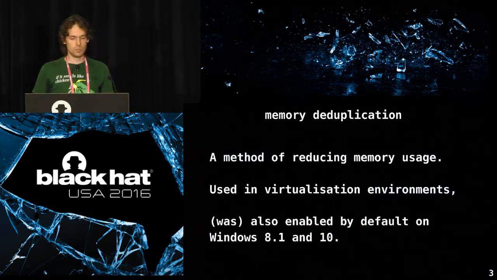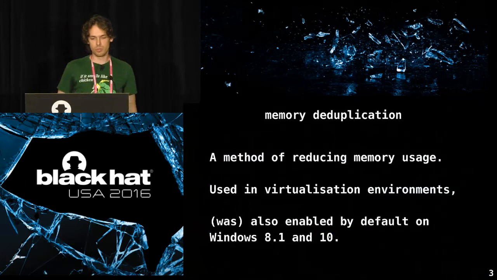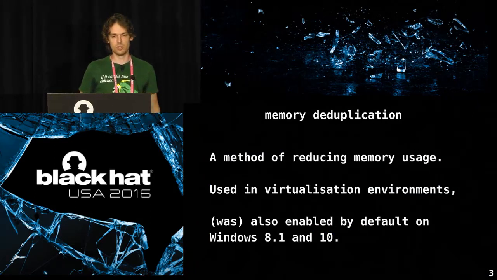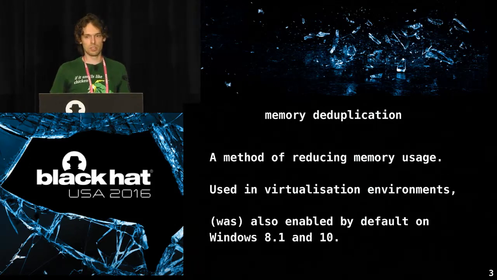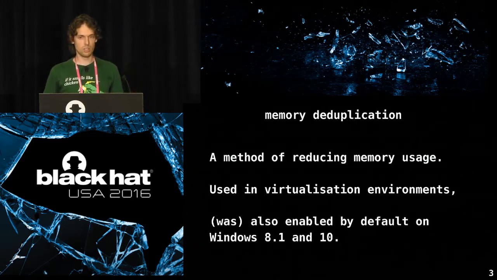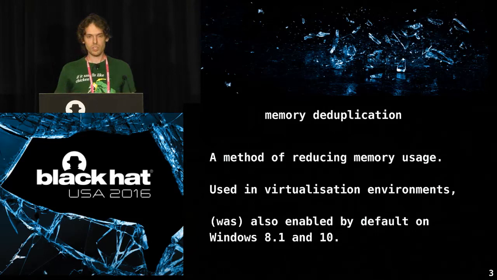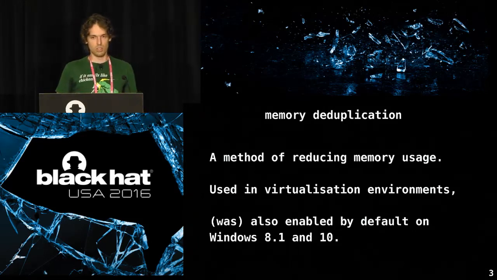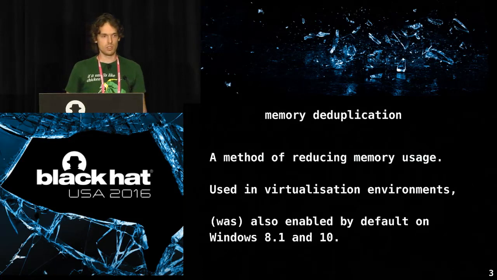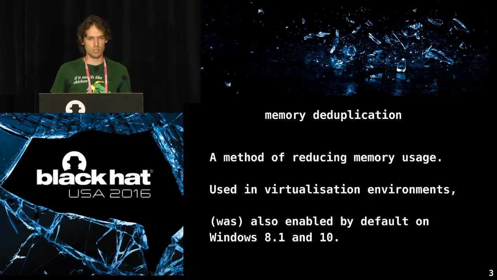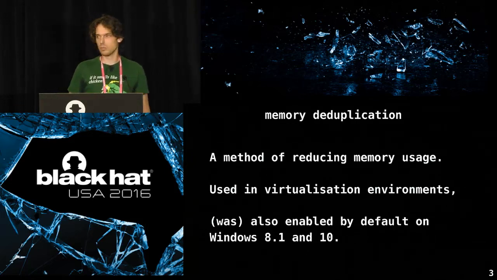So for this attack, we make use of memory deduplication. Memory deduplication is a method of reducing the memory footprint of a system. It was first introduced in virtualization environments, but starting with Windows 8.1, it was enabled by default in the operating system as well.